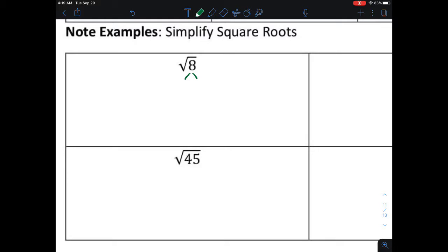So, for instance, 8 is the same thing as 4 times 2. 4 is a perfect square. So what I'm going to do is I can rewrite the square root of 8 as equaling the product of the square root of 4 times the square root of 2. Well, we can take the square root of 4, since 4 is 2 squared, is 2, and I can't simplify the square root of 2 at all, and so I leave it as the square root of 2. There's my answer. So the square root of 8 is simplified to being 2 times the square root of 2.